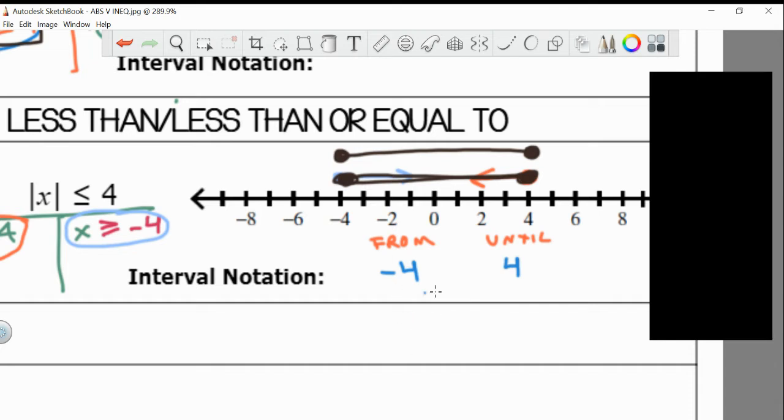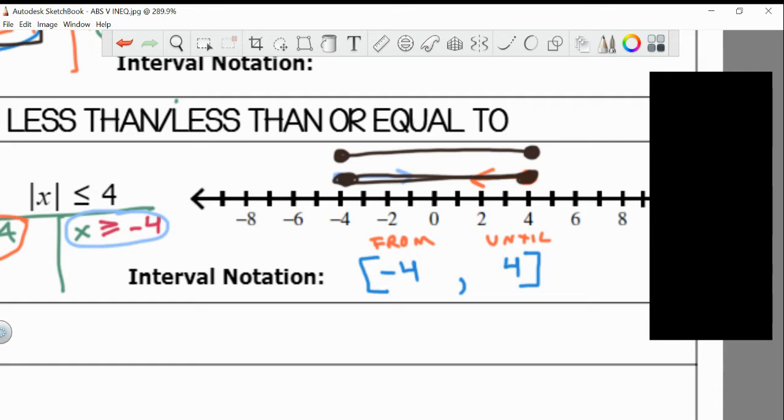Now the next part of the interval notation is we need a comma between the numbers. And then we're going to need brackets on the outside of this interval. Okay, so this is your interval notation. It has to be written like that. And this is the same thing as the graph. It's just written without a graph.